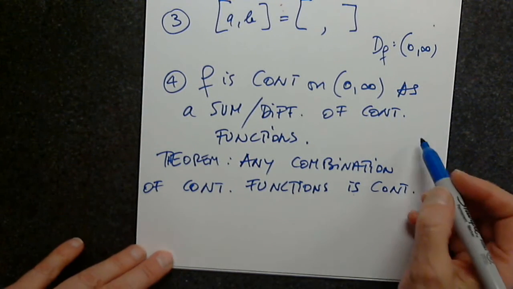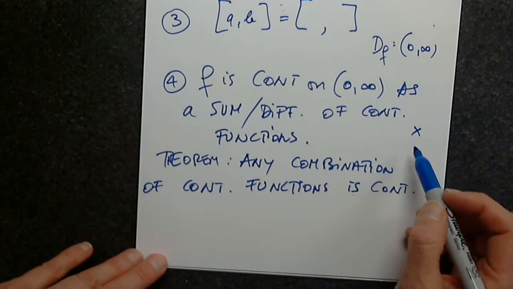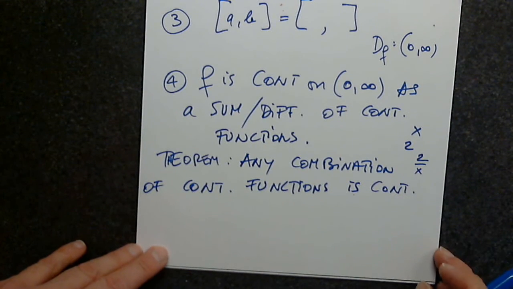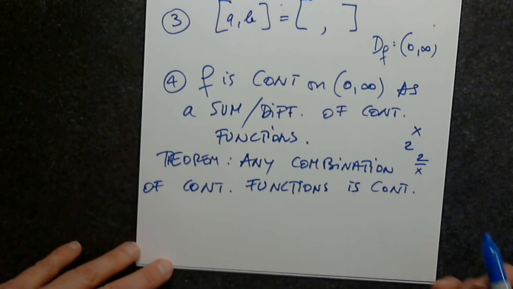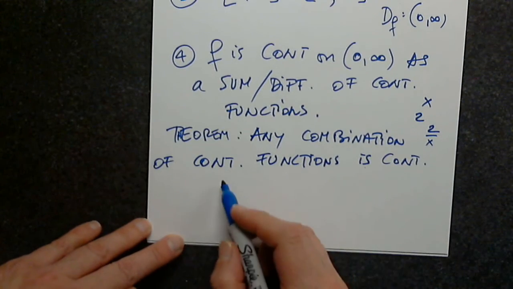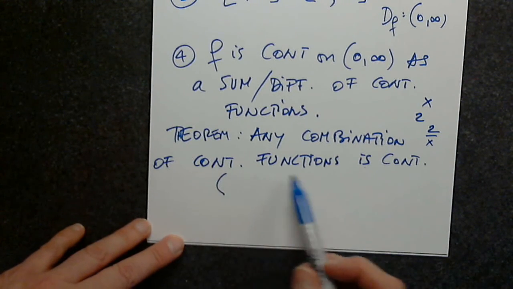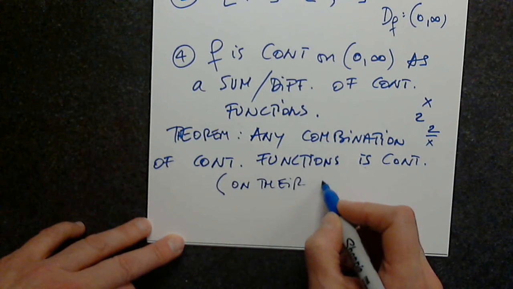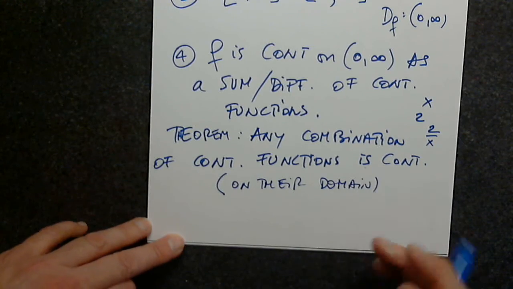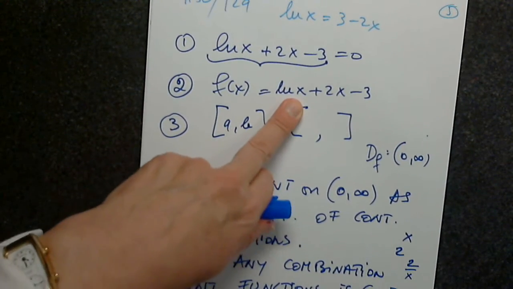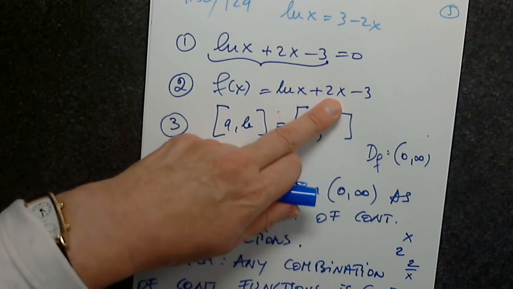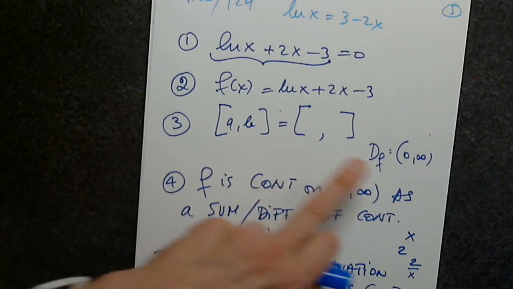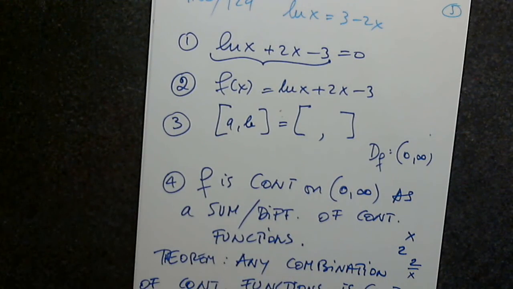Because if x is continuous and 2 is continuous, of course, but 2 over x, the ratio is not continuous everywhere. It's not continuous at 0. So I should put in parentheses at least any combo of continuous functions is continuous on its domain, on their domain. So for example here, natural log is continuous on 0 to infinity, but 2x is continuous everywhere, and negative 3 is continuous everywhere. But I have to restrict the domain because of natural log.